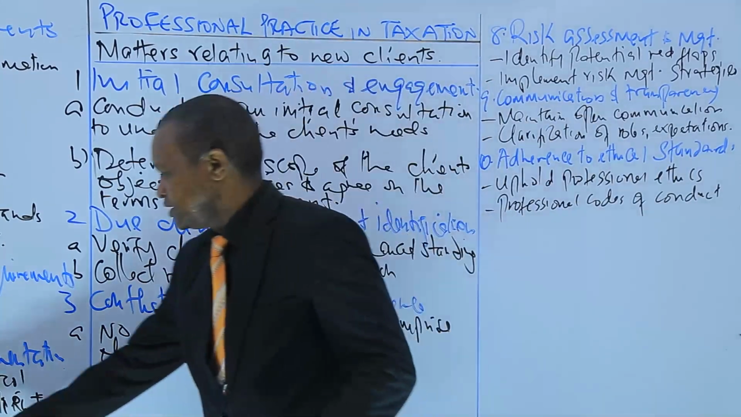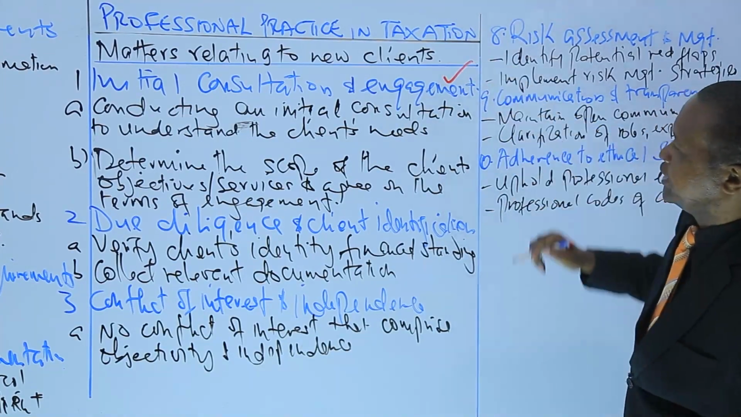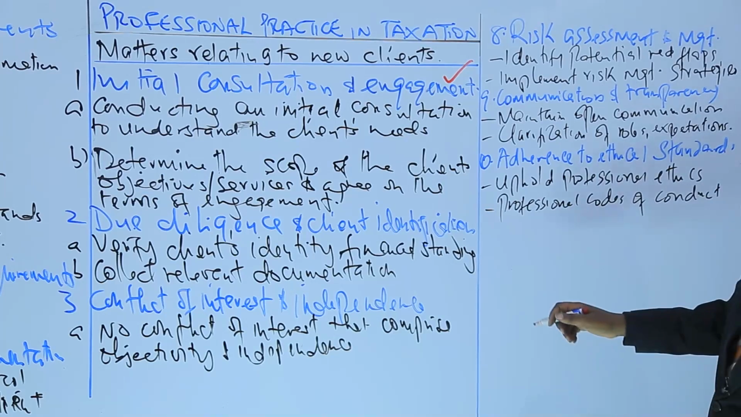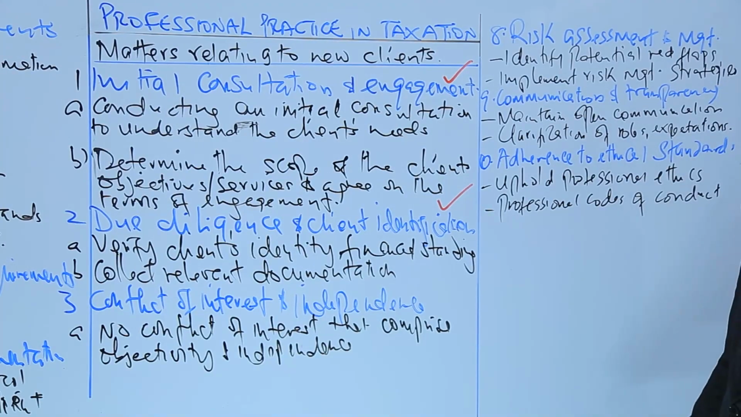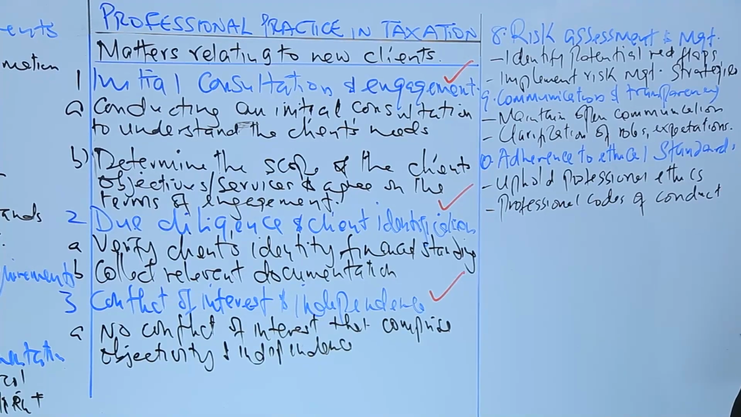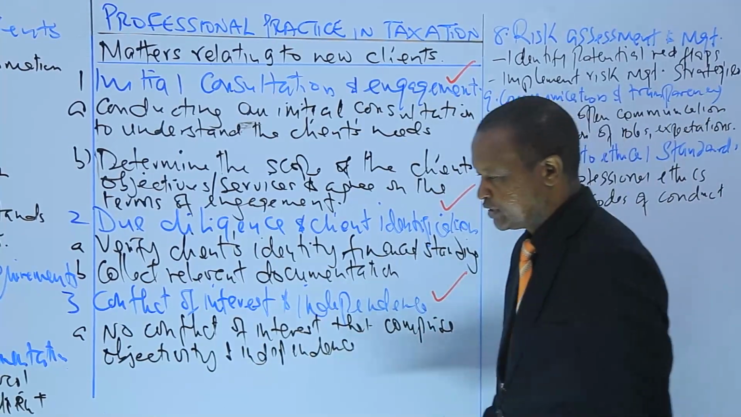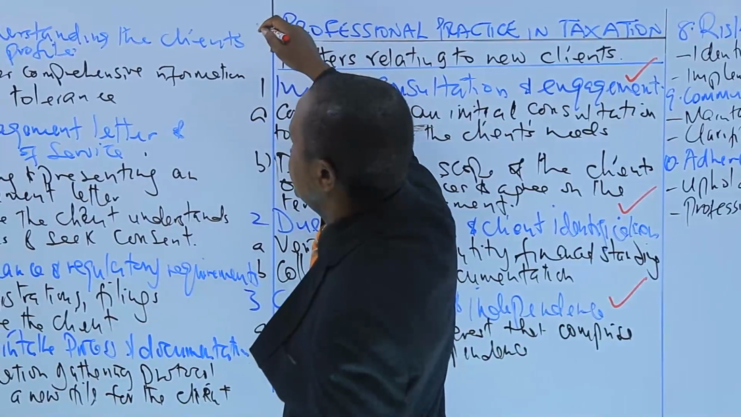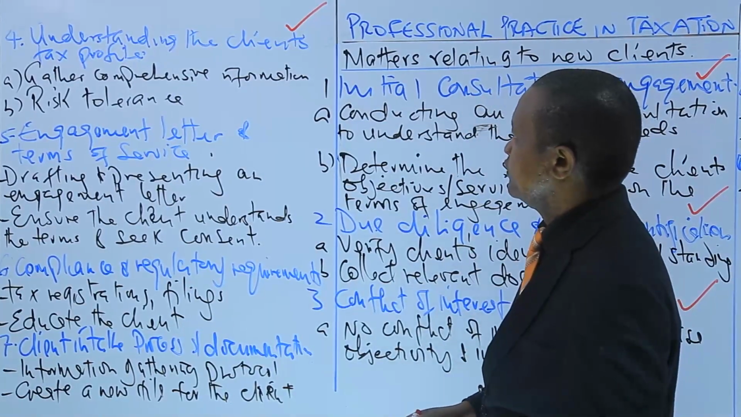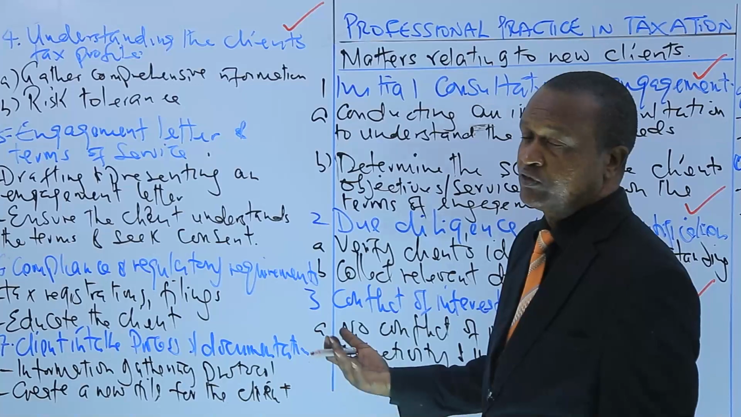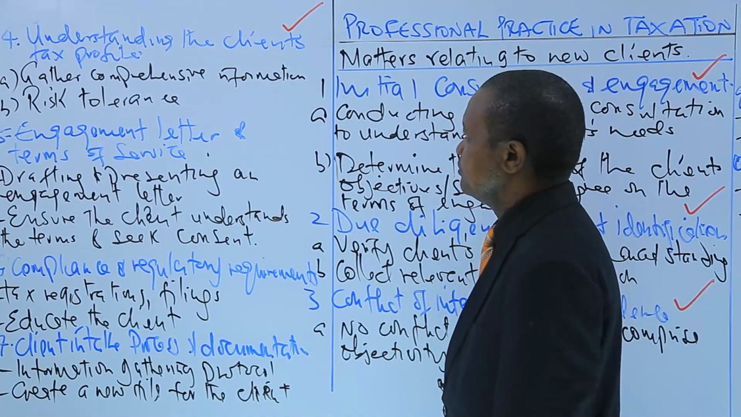I've categorized the matters in 10 parts. Number 1 is initial consultation and engagement. The second broad category is due diligence and client identification. Number 3, conflict of interest and independence. The professional should ensure that there is no conflict of interest that can compromise his objectivity and independence. Number 4, understanding client's tax profile. And that can only happen if the tax professional gathers comprehensive information. This information can be gathered from the tax history of the client, can be gathered from financial statements, and so on.